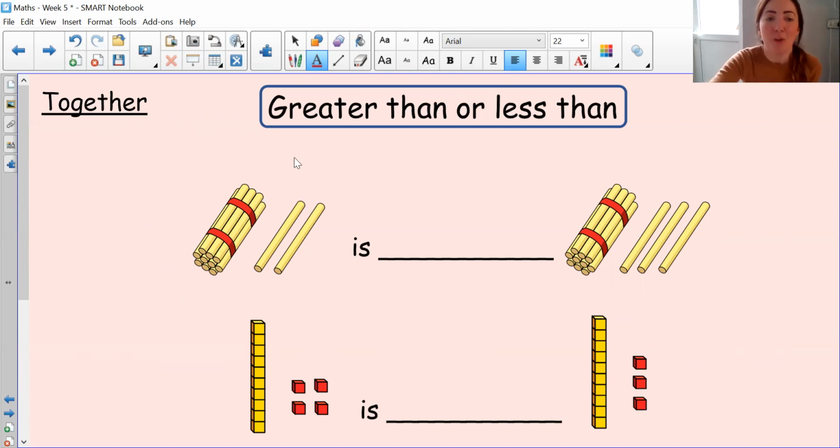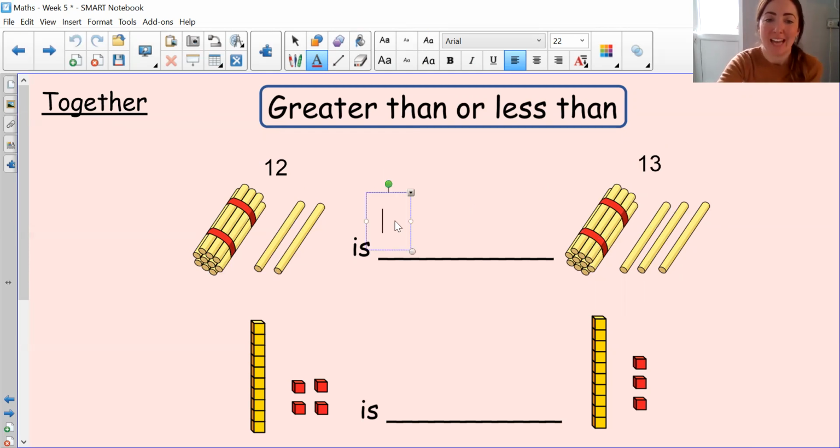So here we've got, what's this show? That's right, a bundle of 10 straws. So 1 10, and how many ones? 2 ones, exactly. 1 10 and 2 ones, or 10 and 2. And then over here, we've got how many 10s? That's right, 1 10, and how many ones? 3 ones. 1 10 and 3 ones, which is 13. So 12 is what compared to 13?